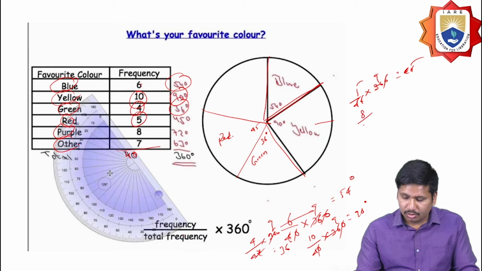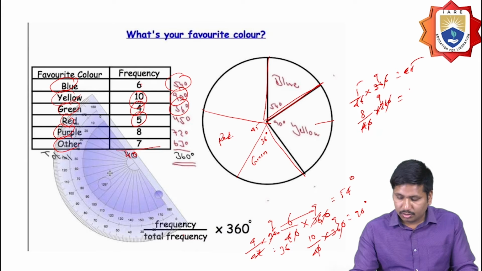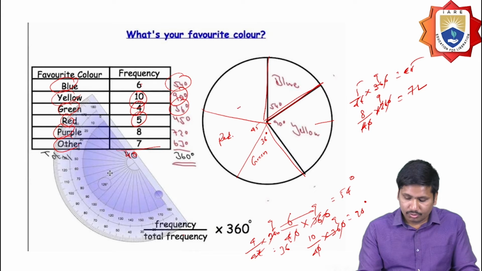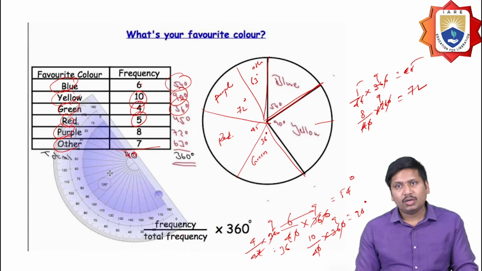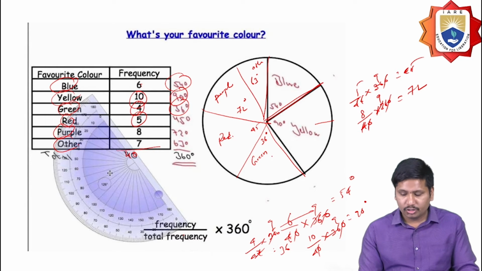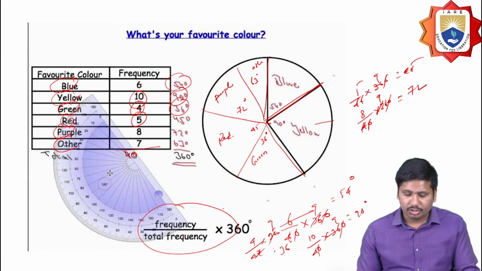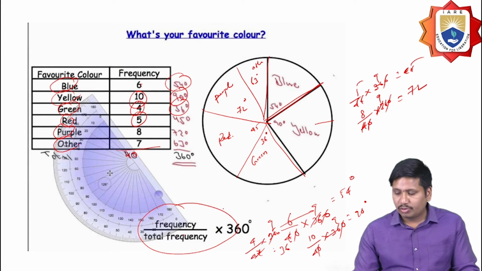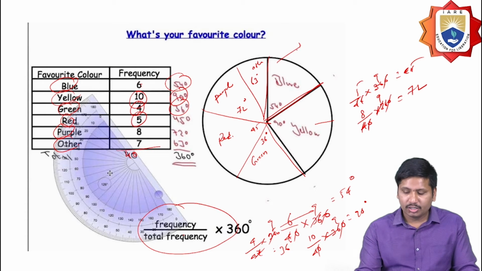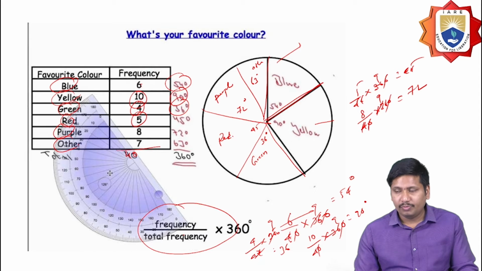And purple, so how much is it? 72 degrees. And the next one is 63. This 72 is for purple, and this is for others alone. So like this I can partition the entire circle into different segments. So based on this equation I can construct the pie diagram by giving different colors. It makes the pie chart very beautiful.